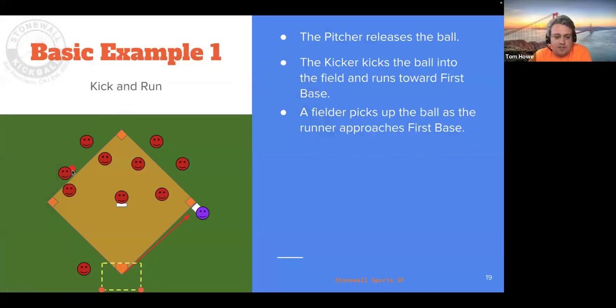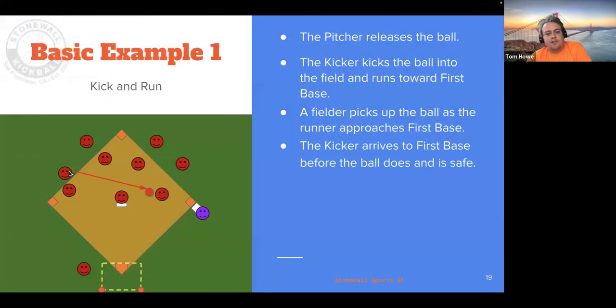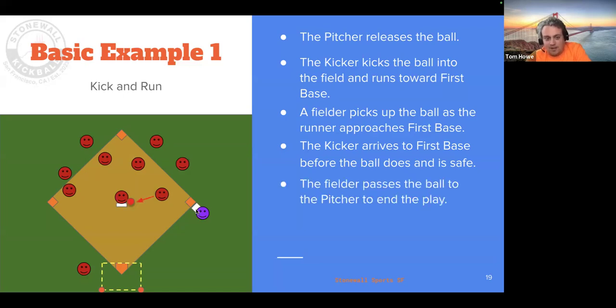You'll see that simultaneously, the left fielder has picked up the ball, and they are going to throw the ball to their first base person in an attempt to get the ball to first base before the runner can get there. Unfortunately for the fielding team, the runner was too fast. As you can see, they've already made it. So the first base person is then going to give the ball back to the pitcher to end the play.